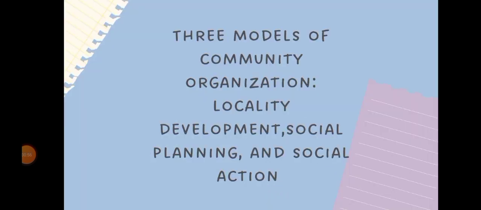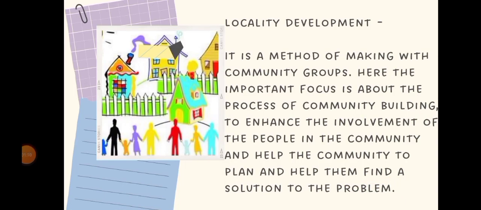So, we have three models of community organization. First is locality development, social planning, and social action. So first is locality development. It is a method of making with community groups. So the focus in here is to bring about the process of community building.